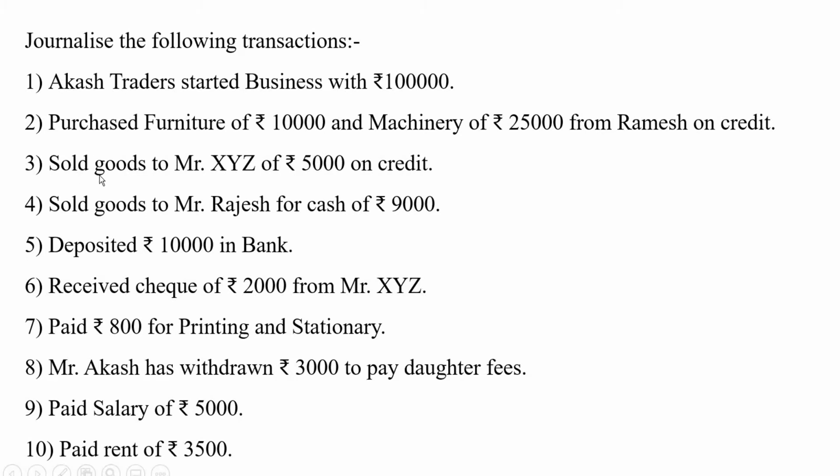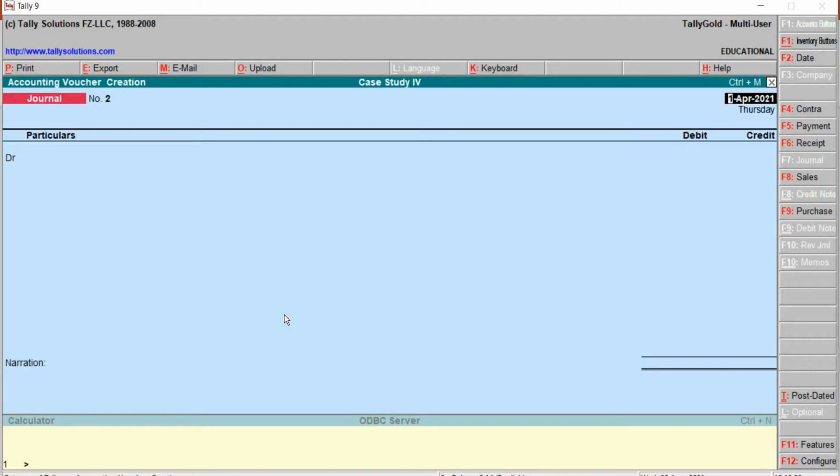The next transaction is sold goods to Mr. XYZ of rupees 5,000 on credit basis. This has to be recorded only in a sales voucher because it is on credit. Okay, let's see this particular recording in Tally.